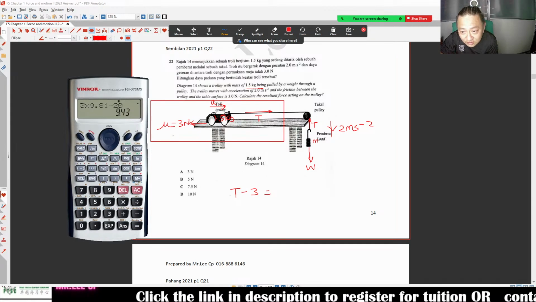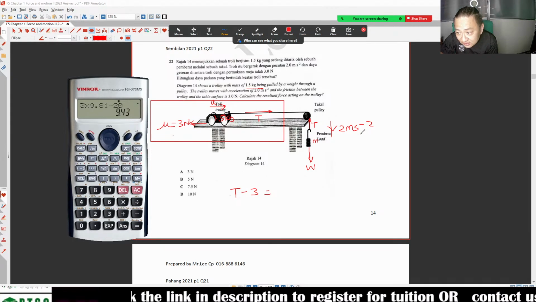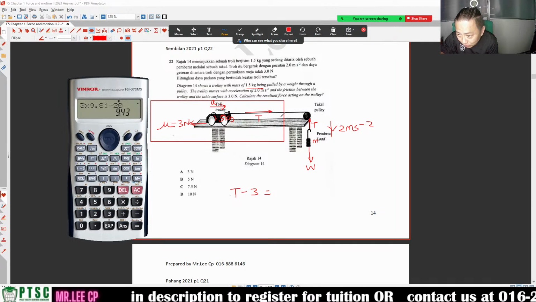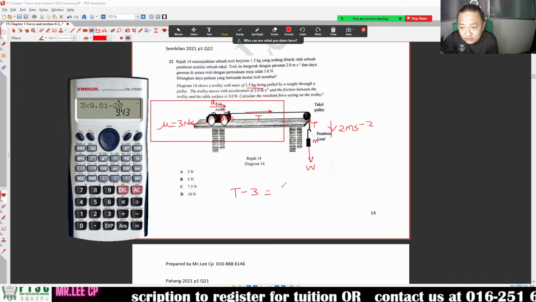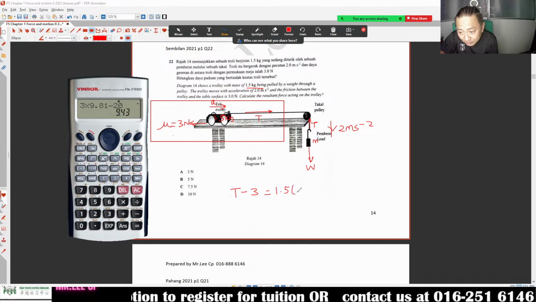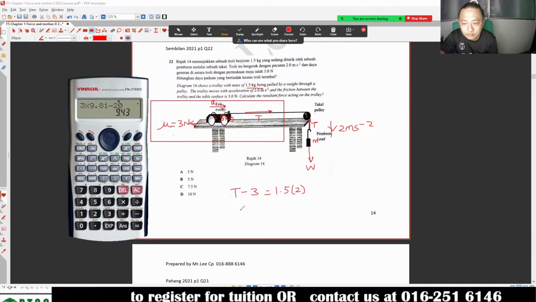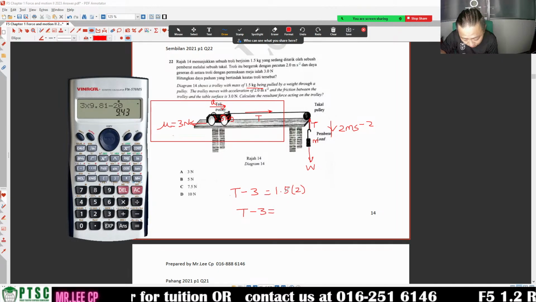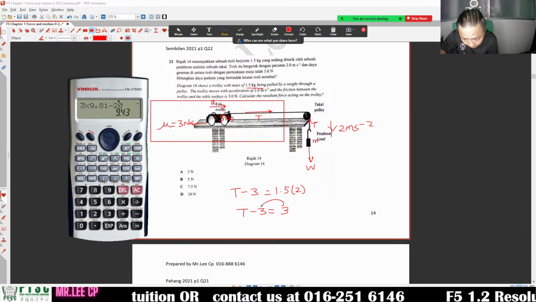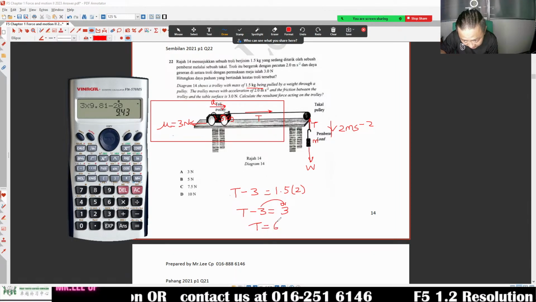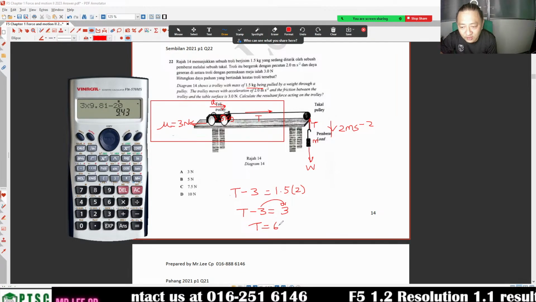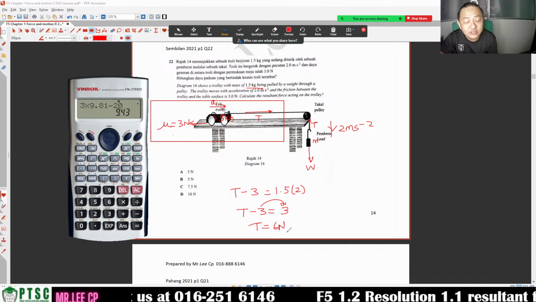M here is 1.5. A is 2. They are moving together, sharing the same pulley. 1.5 times 2. T minus 3 is equal to 1.5 times 2, which is 3. 3 moves to here, T is 6 Newton. I got the tension of 6 Newton already.